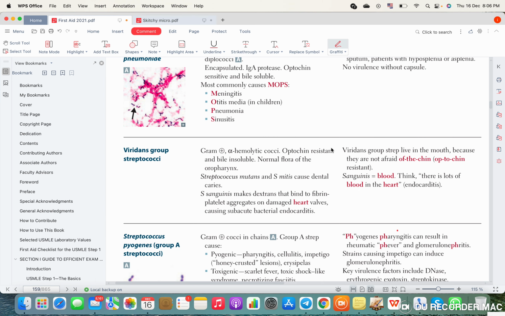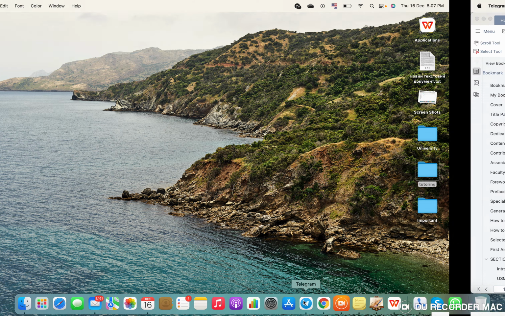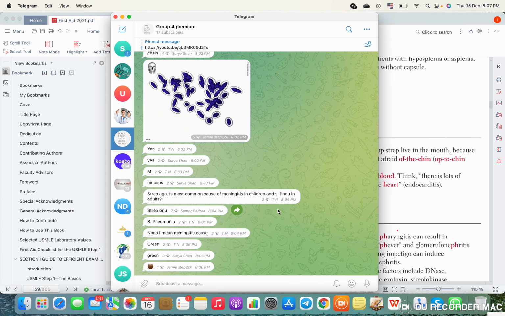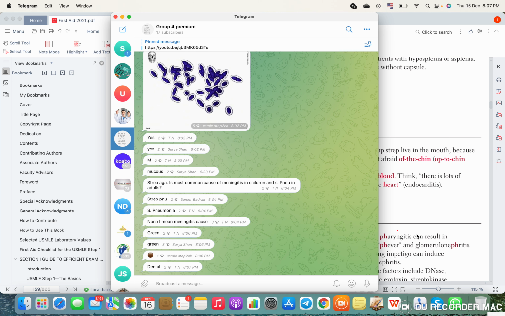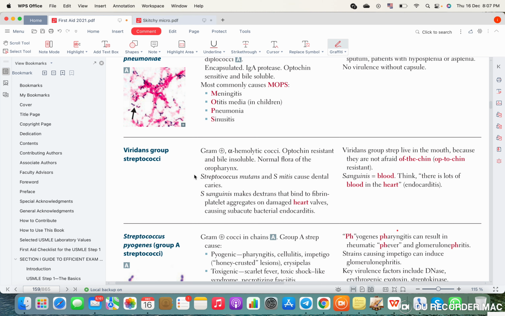It's optochin resistant and bile insoluble, which is super important for you guys because that helps you differentiate. It's a normal flora of the oropharynx. So when can it disseminate into your circulation? It's located inside your mouth, so it must be when you have cuts inside your mouth. When do you have cuts inside your mouth? Dental procedures, exactly. So viridans group streptococci are gram-positive alpha hemolytic cocci, optochin resistant and bile insoluble, normal flora of the oropharynx, okay?